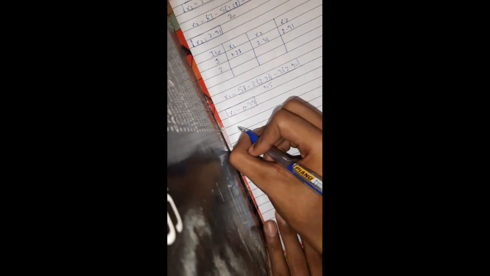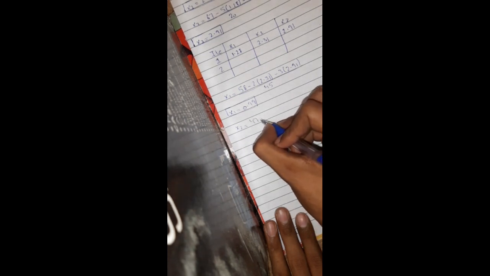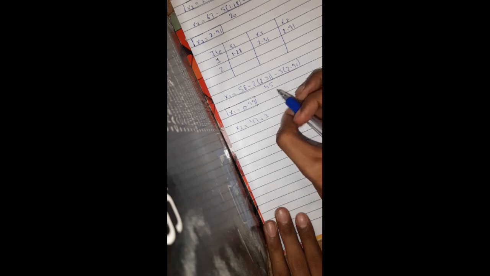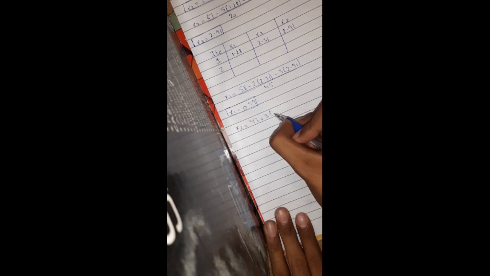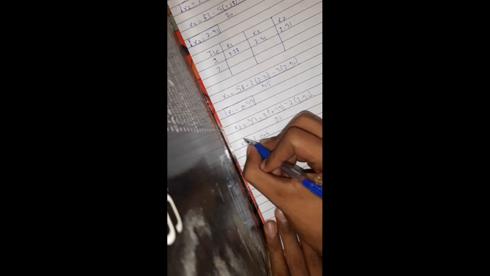Now to find x2, we have 47 plus 3x1. Now we will put x1 as 0.99. This is the updated value. So we will put 0.99 and minus 2 times x3, which we have as 2.91, whole divided by 22. So x2 we have got is 2.006.